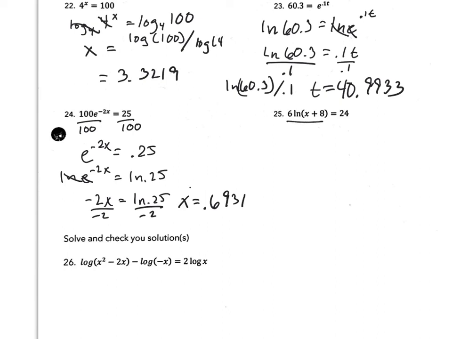For number 25, we're going to divide both sides by 6. Natural log in the problem, so we don't want to take the natural log. And then 24 divided by 6 is 4. To get rid of the natural log, this is swoop. This is how the whole thing started, this quiz, with the no calculator. So swoop this out. E to the 4th is equal to x plus 8. So we're going to have e to the 4th minus 8 is equal to x.